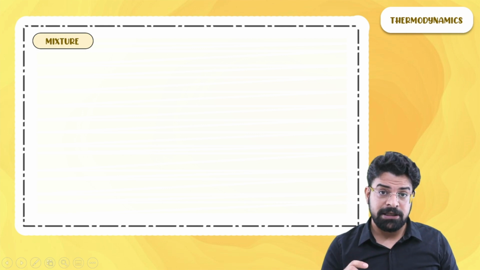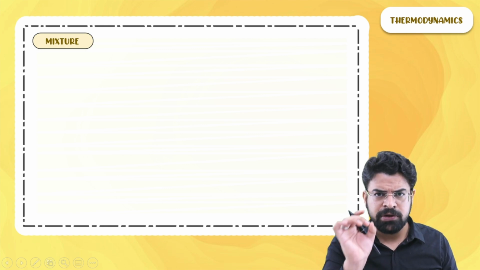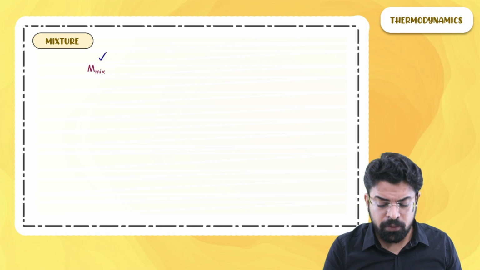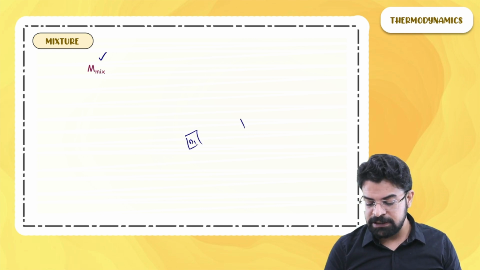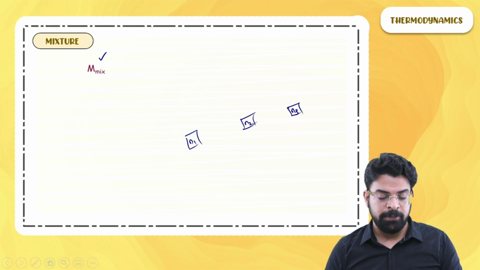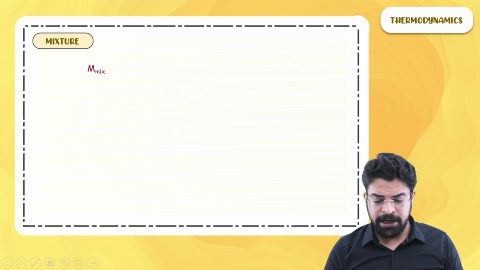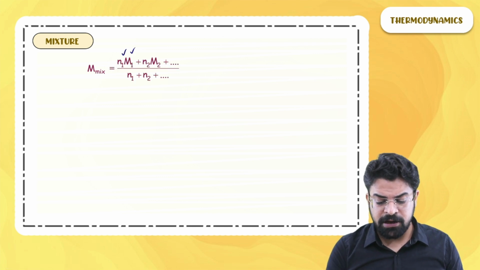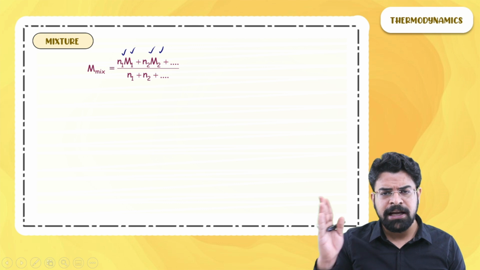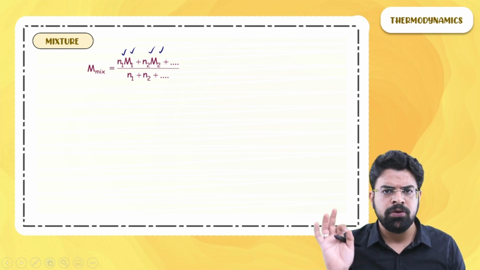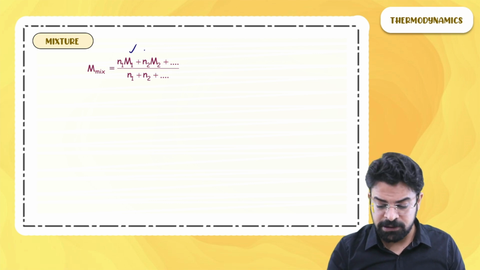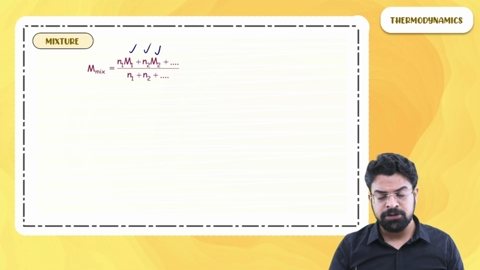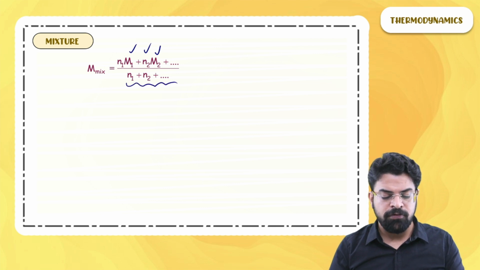So the mixture case, and this is really simple. Let's do it quickly. First thing, how do you write molar mass of mixture? If you have got N1 mole of first gas, N2 mole of second gas, N3 mole of third gas, how to write the molar mass of mixture? Very easy. You write molar mass of mixture as N1 M1 plus N2 M2 plus N3 M3 and so on upon N1 plus N2 plus N3. So the number of moles of first gas multiplied by its molar mass plus number of moles of second gas multiplied by its molar mass and so on, divided by the total number of moles.